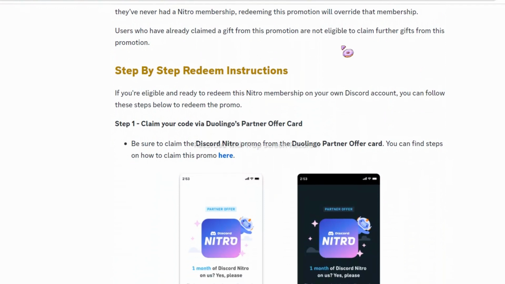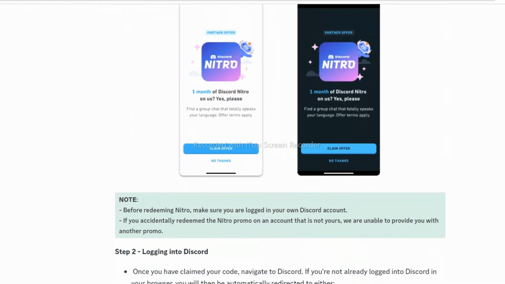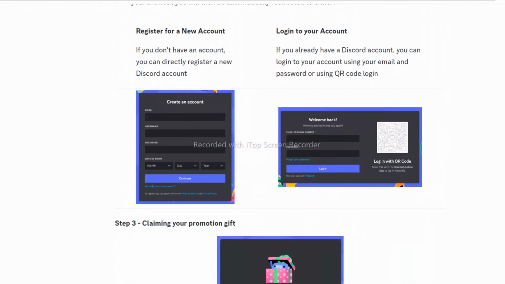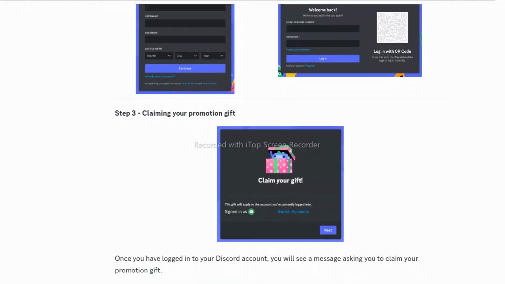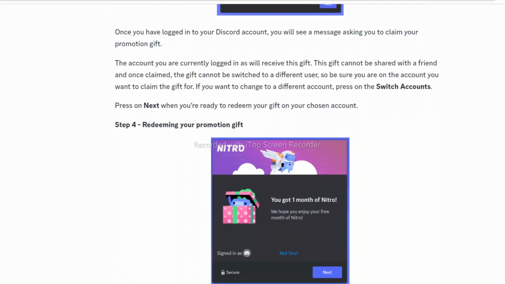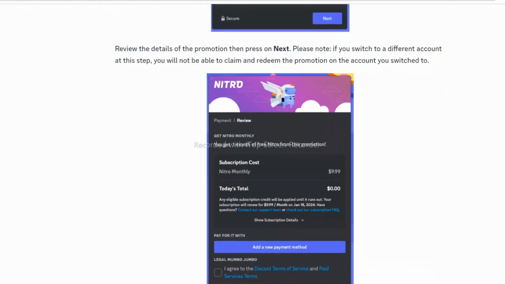for a month. This offer is only valid until August 1st, 2024, so don't miss out. You need to redeem the code on Discord by September 1st, 2024, or it will expire. After the free month ends, your Nitro membership will automatically renew as a paid subscription, so be sure to cancel it before then if you don't want to be charged.